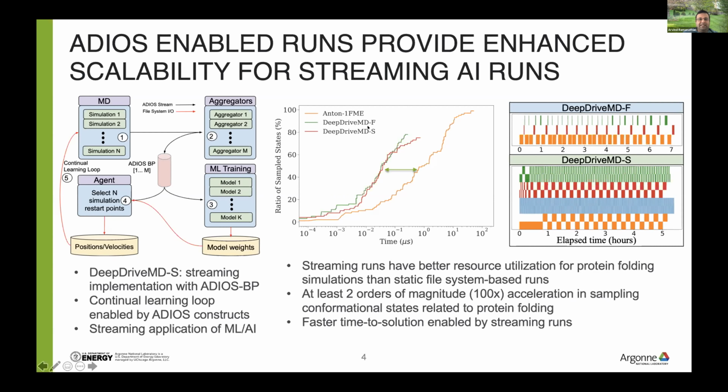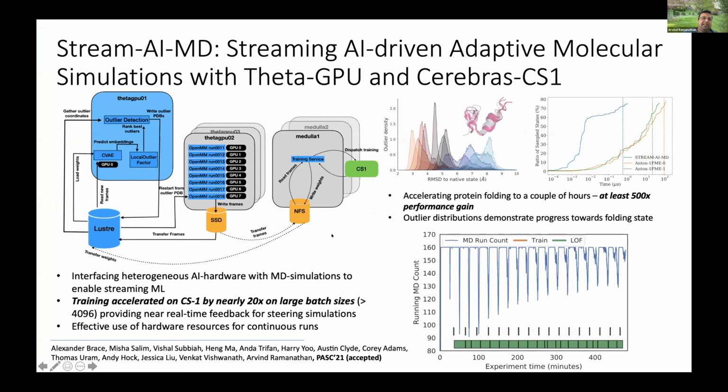With respect to a file system implementation, we can compare the sorts of benefits we get. Of course, in terms of the sampled states, we see the same amount of benefits. We can increase the order of magnitude acceleration by about 100 times. And the resource utilization is something where ADIOS helps us a lot: you can see that many of the resources being used are not idle, as compared to the file system-based implementation, where many of the resources spend time waiting for data to come in or waiting for more data to be generated. So this enables us to get a faster time to solution from the streaming runs. And we are enabling that essentially to take it towards the extra hardware that is coming.